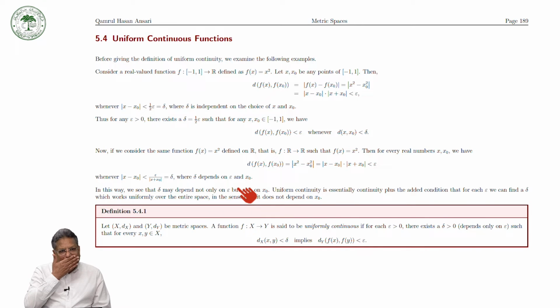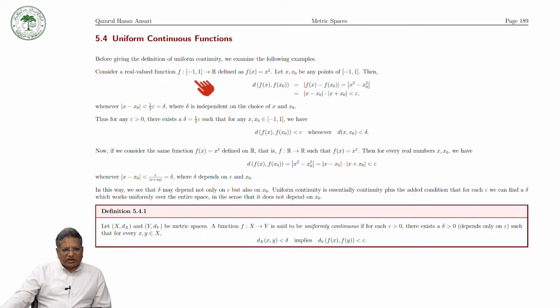Now, I have the uniform continuity. Before giving the formal definition of uniform continuity, we consider a real valued continuous function f from the closed interval -1 to 1 to R, which is defined as f of x is equal to x square.